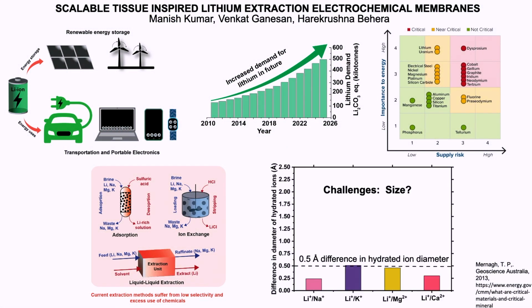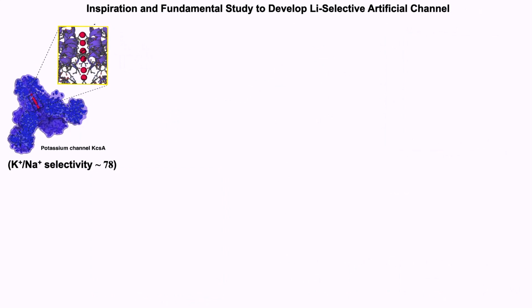The major challenge we face is the small size difference between lithium and the other commonly found ions present with lithium in the brines. For example, the size difference between lithium and other ions falls below 0.5 angstroms, and that's the main reason we don't have a proper membrane that can separate them. Since size cannot be a major discriminating factor, our approach is to use affinity to specific ions as a discriminating factor.